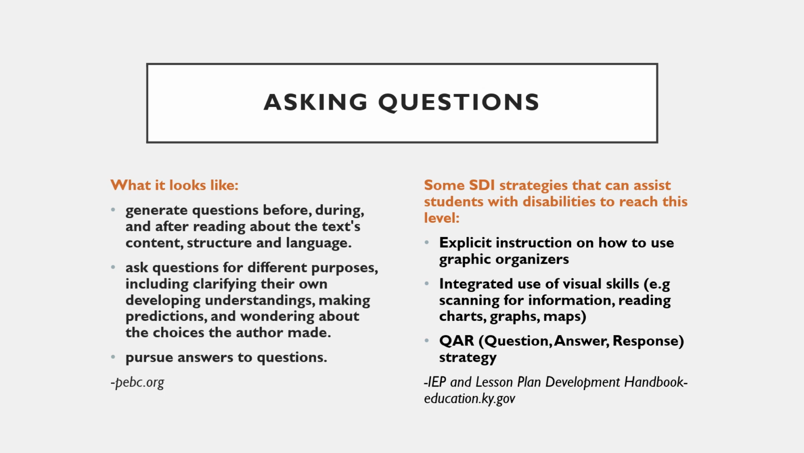Also, some integrated use of visual skills like scanning for information, charts, maps, and graphs. Sometimes they don't even pay attention to those things, but if we could teach them to look at them and just to kind of scan for information instead of reading it word for word, they may be able to pick up on some things. And then also the QAR strategy, question, answer, and response. It's set up kind of like the KWL strategy, but this really just helps them organize their thinking into questions and answers, and then the responses that they may have.